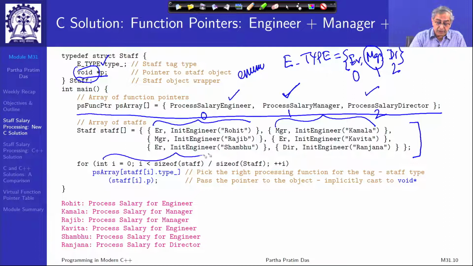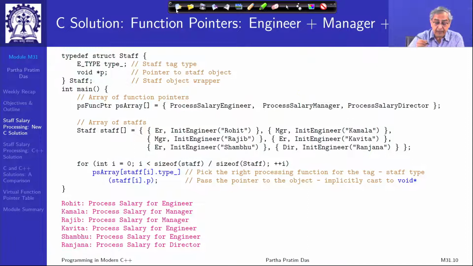Now, this for loop does not change. So, what do I have to do? I have to go over this array, pick up each and every staff, check what is the type and call the corresponding processing function. So, I go over this, that is my I. I pick up staff I dot type, which means for that particular ith staff, what is the employee type. So, I will get ER or MGR or DR. Given that, I get 0, 1 or 2.